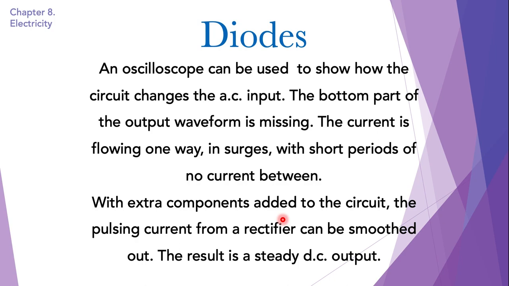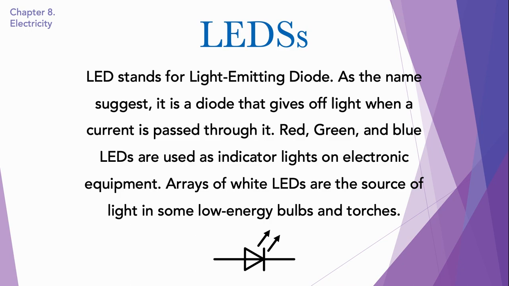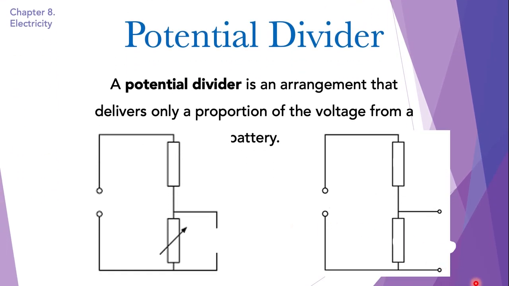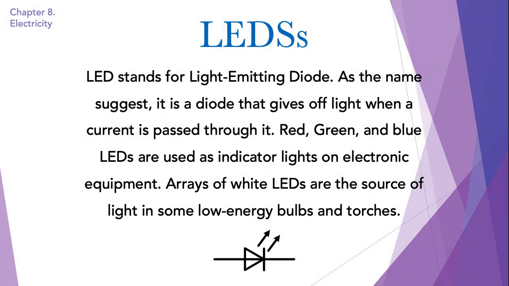Now we're going to look at another component, which are the LEDs. So right now we're looking at different components of circuits, like the LEDs, diodes. Next we're going to look at the potential divider and the reed switch. They're going to be very interesting, and I'm going to just give some brief information about each of them.